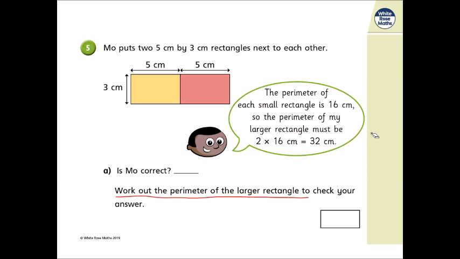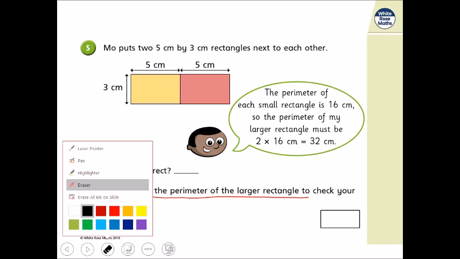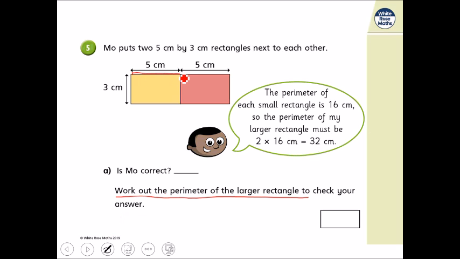Okay, so let's look at question 5. Mo puts two 5 centimetre by 3 centimetre rectangles next to each other. So we know that this distance is 5. Oops, that's the rubber, that's not going to work, is it? So we know that this distance is 5. This is 3. So we know that this, therefore, is obviously 5.